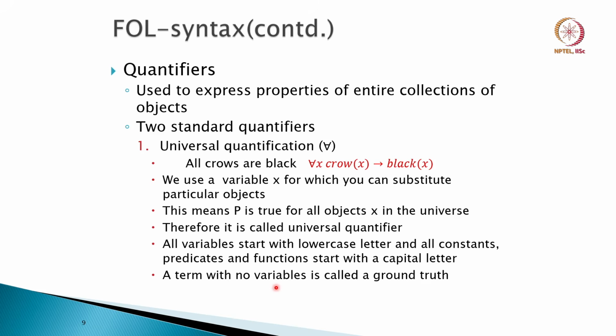Now if you have a sentence or a clause which doesn't have any variable, it's known as a ground truth, because you don't have to instantiate that variable and say, okay, x stands for John or x stands for Gita or whatever, right?